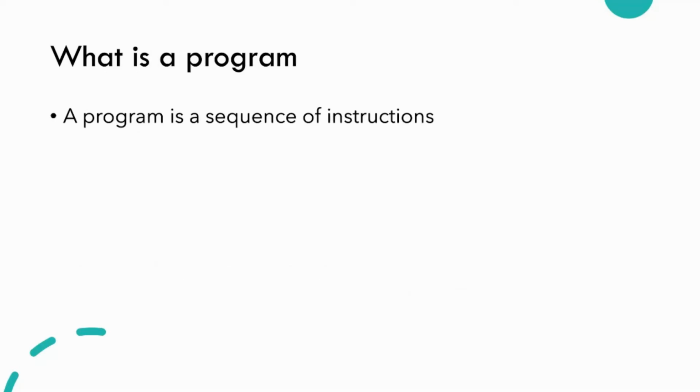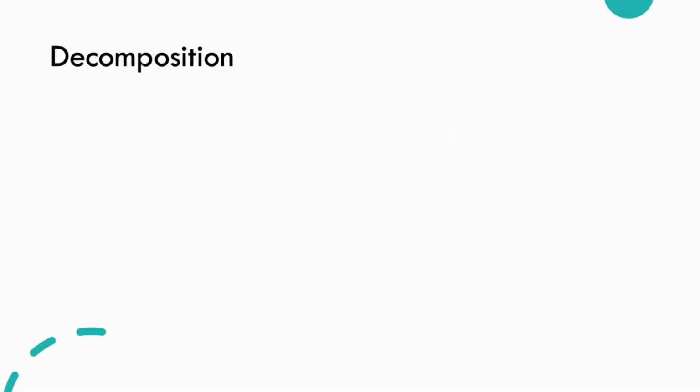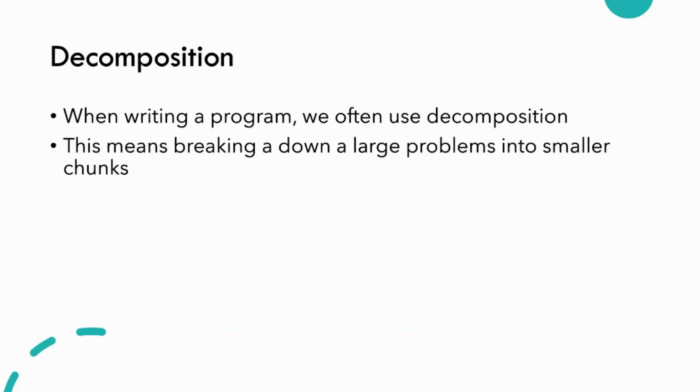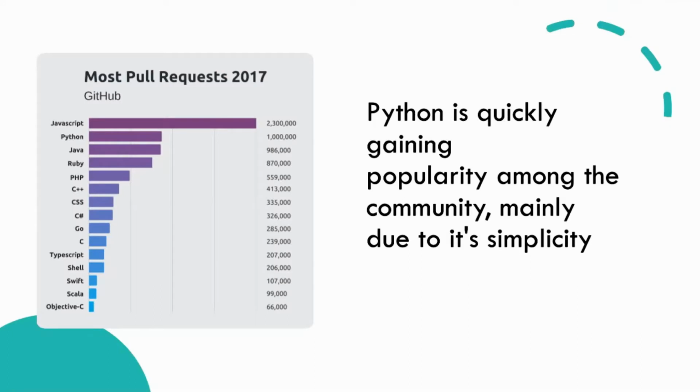A program is a set or sequence of instructions. These instructions can either be mathematical, for example addition, subtraction, or solving an equation, or can solve other problems too, for example searching through a list. Decomposition. Whilst programming, we often use decomposition. So what is decomposition? This means breaking down a large problem into smaller chunks. These parts can then be solved individually, which makes it a lot easier to understand. Python is quickly gaining popularity among the community, mainly due to its simplicity.